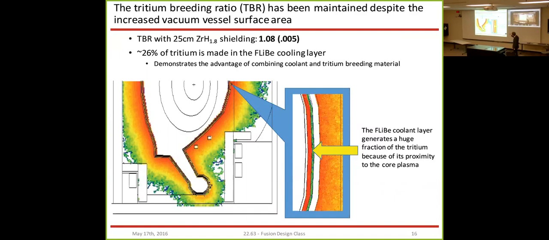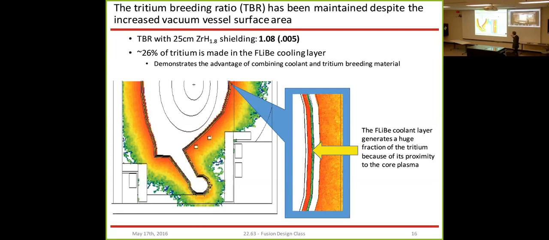So the white you see here is the inner vacuum vessel. There's a beryllium multiplier, which is kind of the greenish color, and then there's the outer vacuum vessel. Well, there's a layer of FLiBe in there designed to cool the inner vacuum vessel. And because it's in a region of such high flux, and the flux is at such a high energy, it makes a ton of tritium.